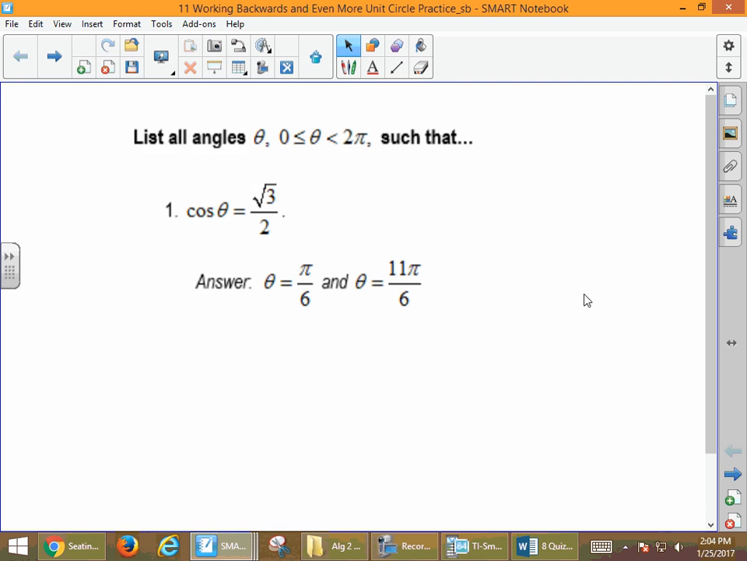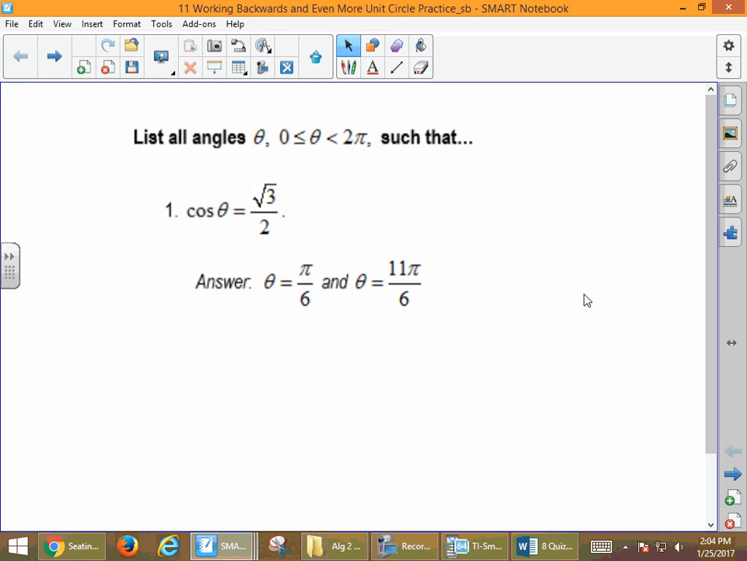So if we need to, we can look at the unit circle. And again, our goal is to not look at the unit circle, but to kind of get our bearings here, we might look at the unit circle. What angles have cosine with the value of radical 3 over 2? Well, we look at our unit circle and we see that pi over 6 has cosine radical 3 over 2. Positive, by the way. And then way over here at 11 pi over 6, we see a positive radical 3 over 2.